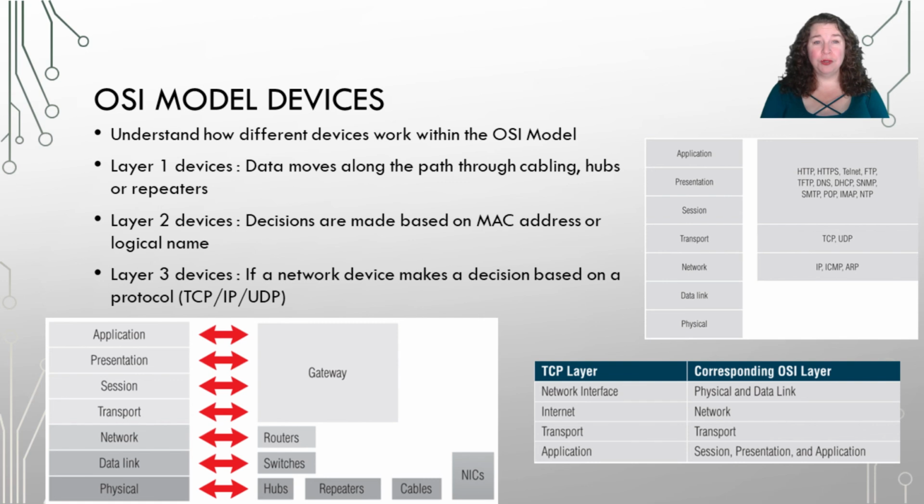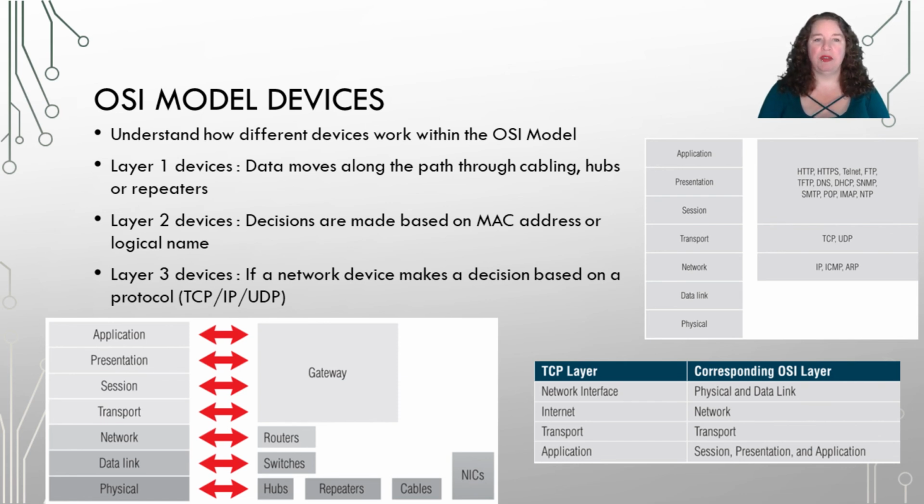Your layer 2 devices are ones that make decisions based on the MAC address or the name. Remember how I said within a LAN, you can make decisions based on the MAC address without having to have an IP address? That's where layer 2 devices exist. So they deal with decisions that are based on your MAC address or your name. Layer 3 devices recognize the TCP, IP, and UDP protocols. They make decisions based on which protocol you're using. So different layered devices at different points.